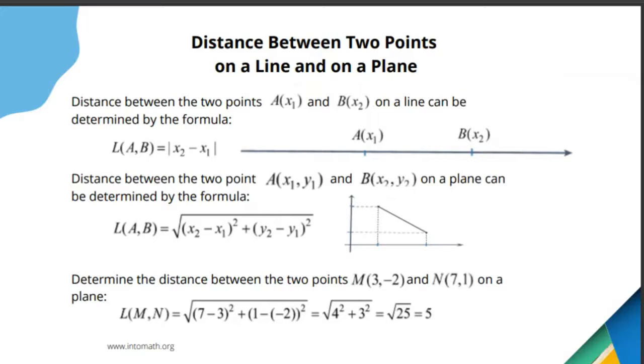Determine the distance between the 2 points, M with the coordinates of 3 and -2, and N with the coordinates of 7 and 1. All we have to do is just substitute the values correctly into the formula for x2, x1, y2, y1, and complete the operations in order. First, we do the operation in brackets, then we square, then we add, and we square root the answer at the very end. So the distance or the length of the line segment connecting the 2 points on a plane is 5 units long.